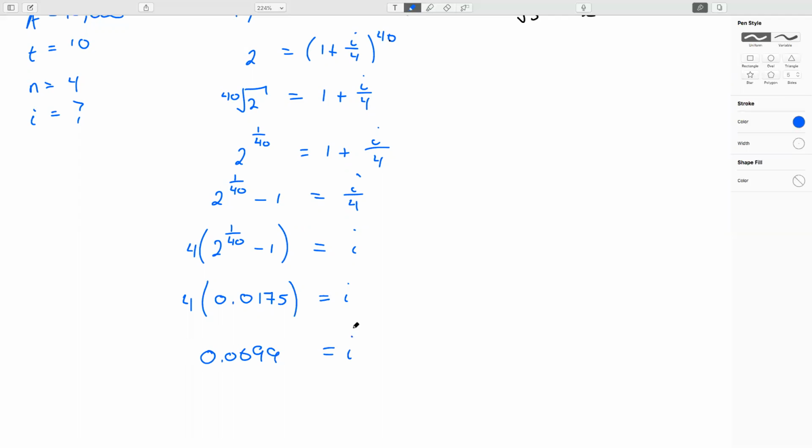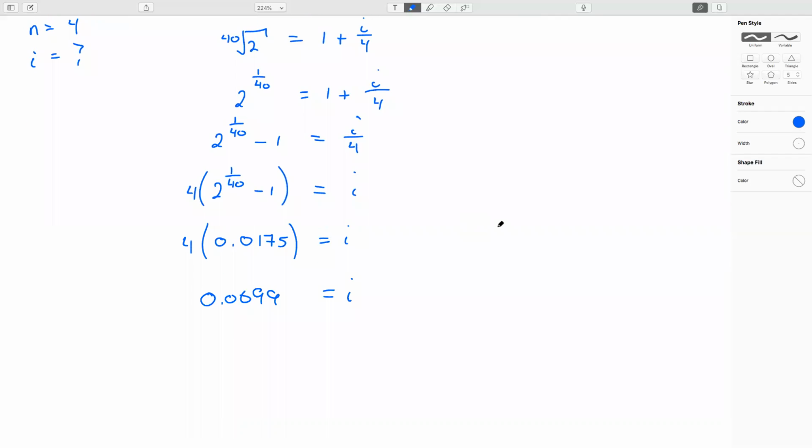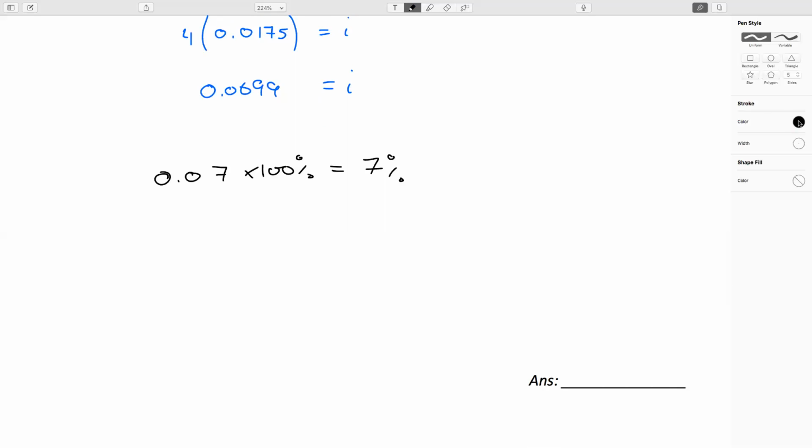So in order to turn this into a percentage, like 5%, 7%, 10%, we have to actually multiply by 100. So that's what we're going to do. 0.07 times 100% gets me 7%. And so our answer, what's the interest rate required? Well, the interest rate I must be 7% compounded quarterly in order to get $10,000 in 5 years.